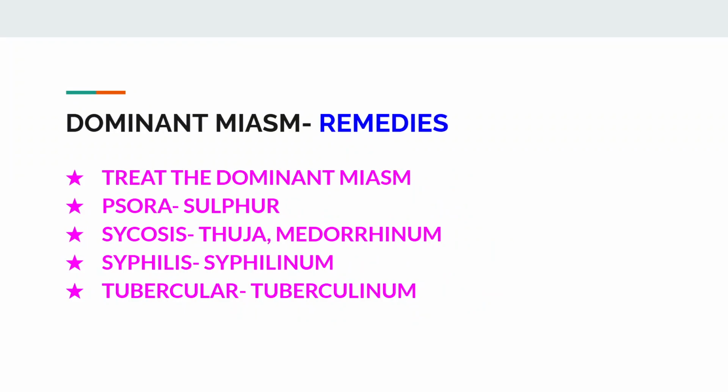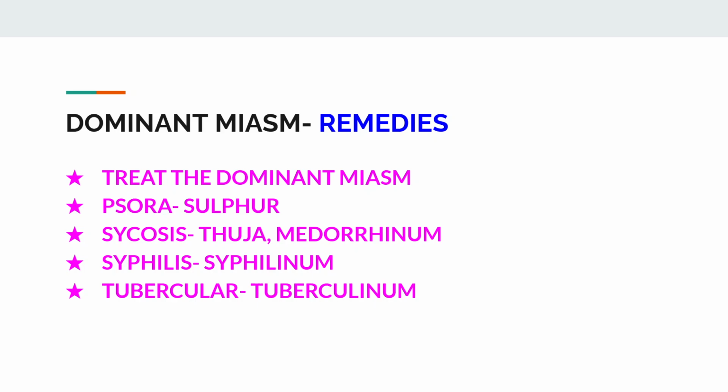So what are the remedies which correspond to the dominant miasm? For psora, it is sulfur and psorinum. For sycosis, it is thuja and medorrhinum. For syphilis, it is syphilinum and also mercsol. For tubercular miasm, it indicates the tuberculinum remedy. So the miasm which is underlying is called the dominant miasm, and it points out the remedies also.